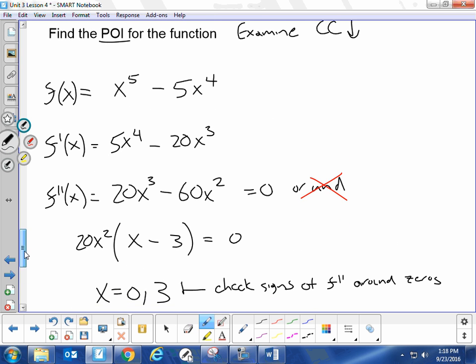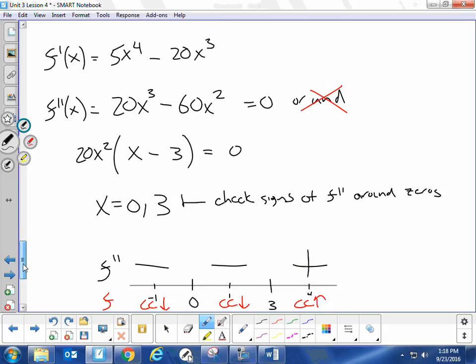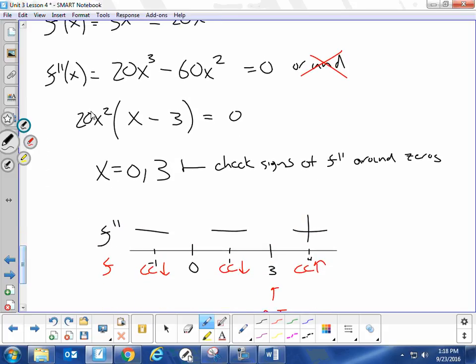All right, so we need to examine the signs of my second derivative, take the derivative twice. We need to factor to solve. I factored out a 20x squared. I had x minus 3, giving me two solutions, 0 and 3. Now, when I check my signs, I notice I do not flip-flop signs here. I go from positives to negatives, and then I remain negative. So in this situation, we only have one point of inflection at 3, and we're concave down.